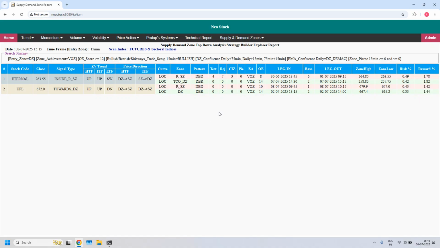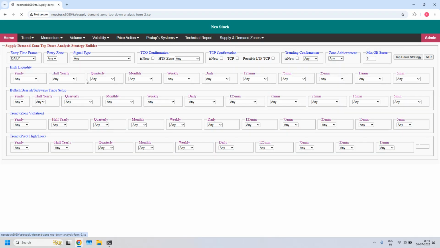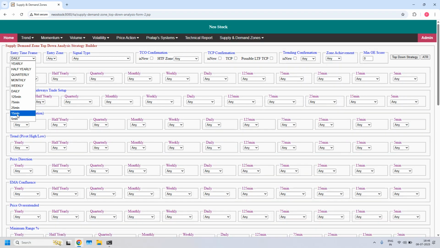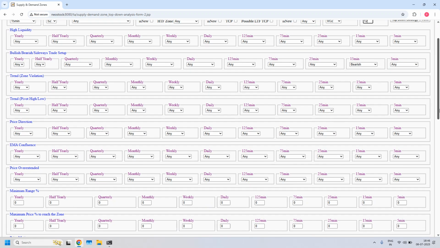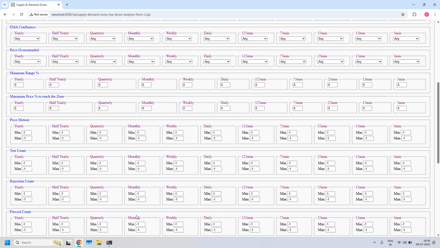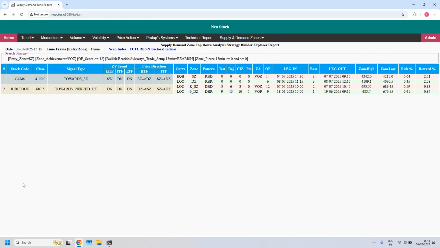Okay, next we will look into bearish trade setup for daily income trade. Entry time frame 15 minutes, entry zone supply zone. Bullish or bearish at 15 minutes, I am selecting bearish. Zone achievement VOZ, minimum order enhance score 12, and also 15 minutes supply zone should not be pierced. In the pierced count, 15 minutes time frame, minimum value 0, maximum value 0. With these filters, we got 2 stocks.